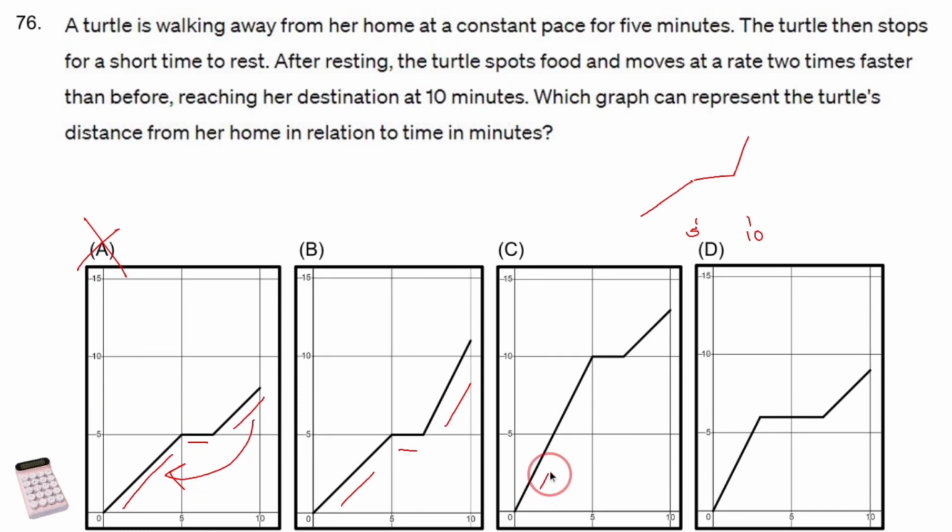C has me going really fast, stopping at 5, and then slowing down because this slope is obviously not as steep as that slope. And then D kind of looks like the same thing, but I'm just going to ignore D because D has me stopping at like 3 minutes or whatever, and this has me stopping at 5 minutes. So D's no good. So yeah, B is the correct answer for this guy.